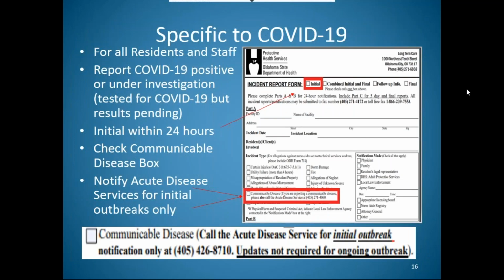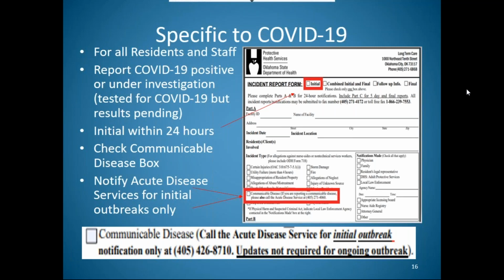So let's just talk about this form's use specific to COVID for just a second. Anytime you have a new resident or a staff member test positive for the first time, you're going to do an initial. And this is for anybody who tested positive or who could be under investigation. They're symptomatic, but their results are still pending. They haven't come in yet. You're going to do an initial. This is basically the initial for an outbreak. You're going to fill out the initial.